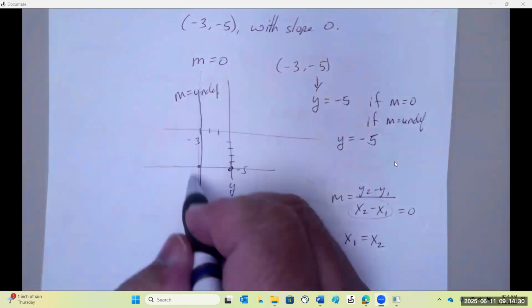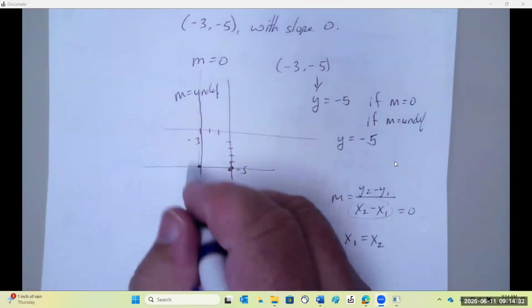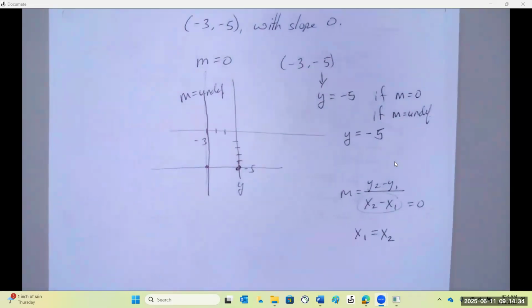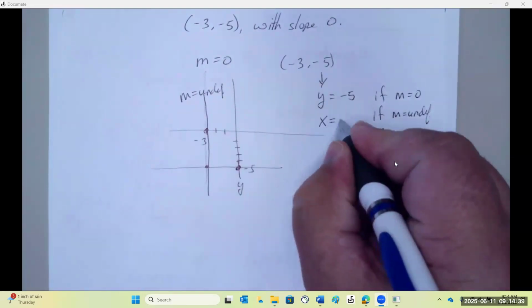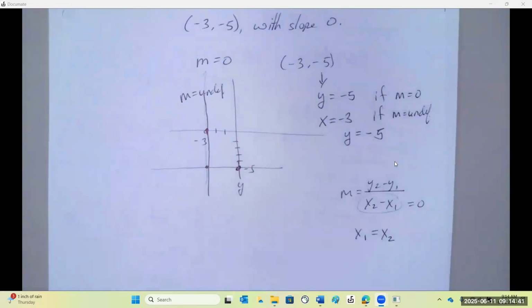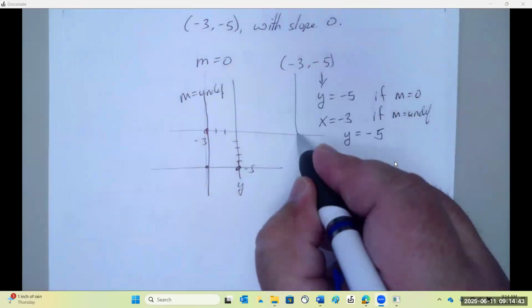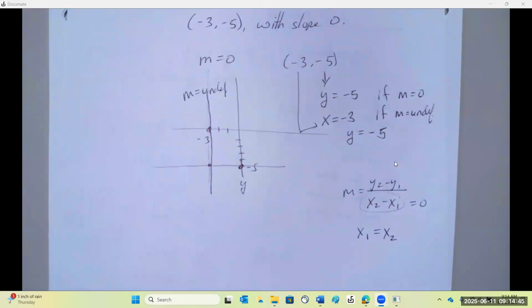So what's the equation of the undefined line? Undefined slope. It crosses there, so the equation is where it crosses. That is your equation if the slope is undefined. It's simply the x value. Yeah, it sounds easy, but it's very easy to get confused also.